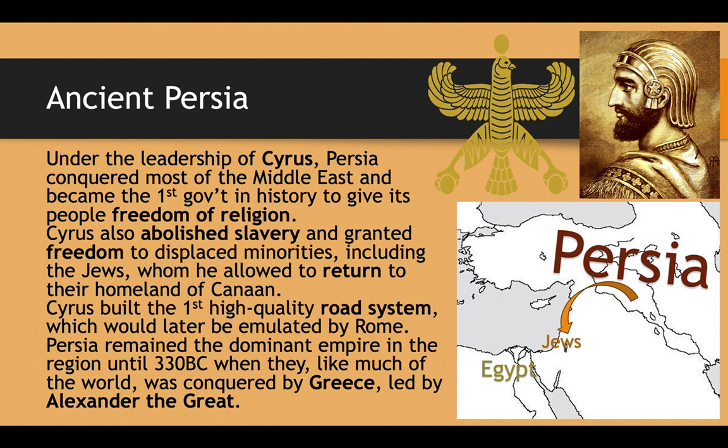Cyrus also built the first high-quality road system in the world, and this would later be emulated or copied by the Romans. Persia remained the dominant empire in the region until about 330 BC, when they, like much of the rest of the world, were conquered by Greece, led by Alexander the Great, who we will talk about next time.